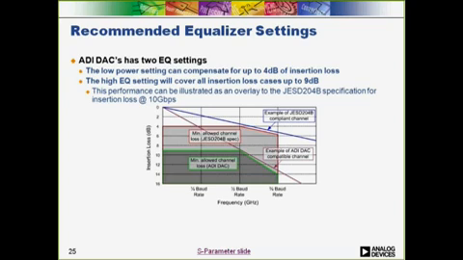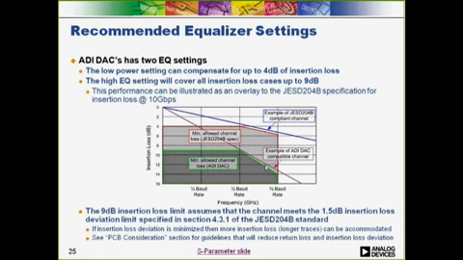This performance is illustrated here as an overlay to the JESD204B insertion loss limit mask. As you can see, when high EQ is enabled, a channel with much more loss can be accounted for. The 9 dB limit assumes that the channel meets the insertion loss deviation limit of 1.5 dB as specified in section 4.3.1 of the JESD204B standard.